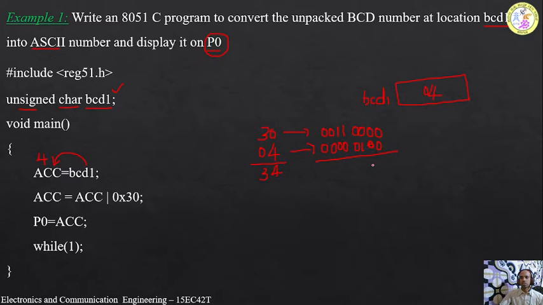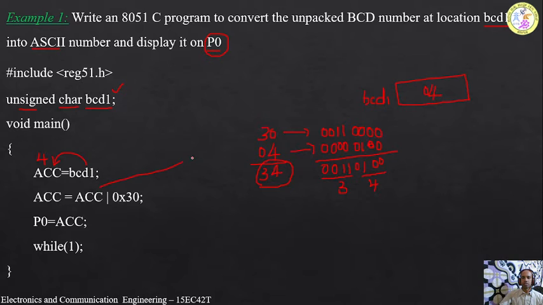We know that in an OR gate, when both the inputs are 0, then only the output is 0. Otherwise, the output is 1. So for these cases, the output is 0. Again, convert it to hexadecimal. So this is nothing but 3 and this is nothing but 4, 34. Or directly you can do this. 0 OR with any number, the same number you are going to get. Therefore 34 is the answer you are going to get. And this 34 will be stored back to the accumulator.